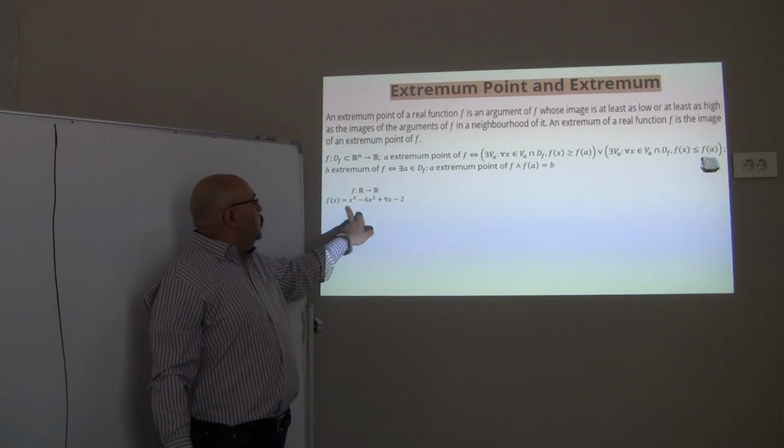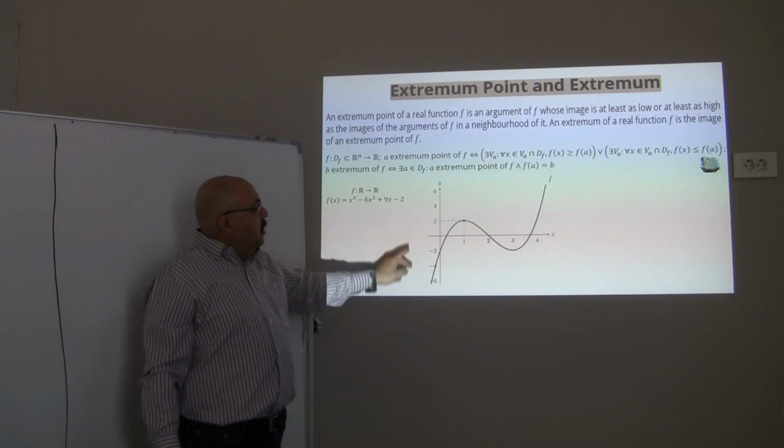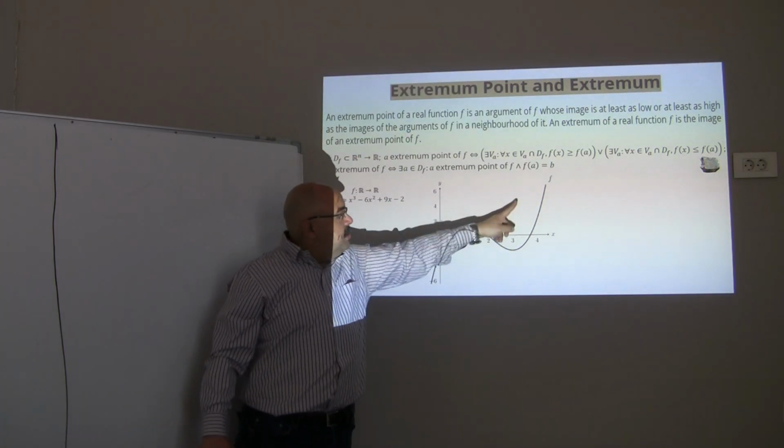So, okay, here we go. That's a problem which is x cubed minus 6x squared plus 9x minus 2. Look carefully at this shape.